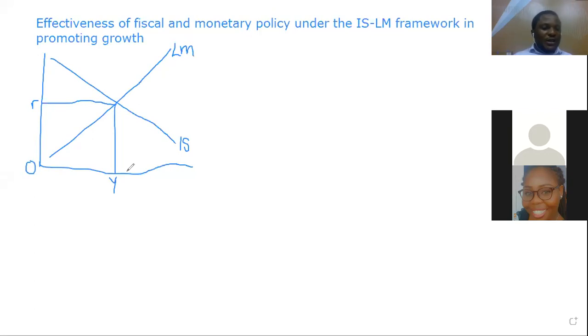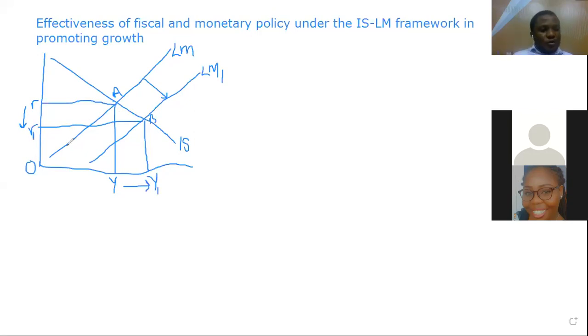So first of all, we consider expansionary monetary policy. Okay, when we consider expansionary monetary policy, of course, your LM curve shifts outward. All right, we now have LM1. This was our initial point A, but now we'll be having another point B. So what happens? You can see that there's an increase in output, while interest rate actually declined, from R to R1.